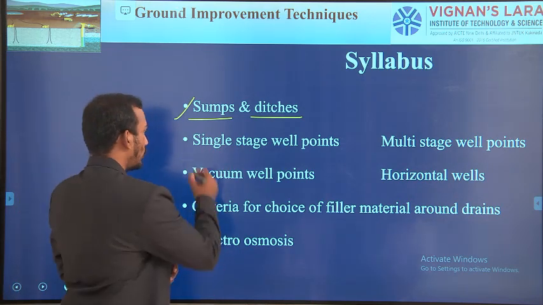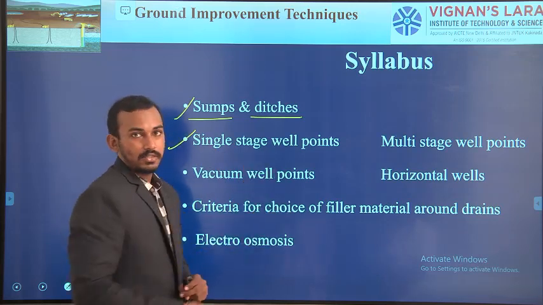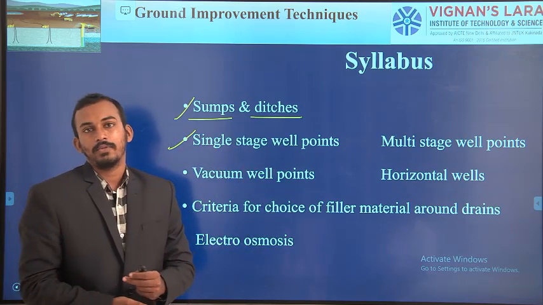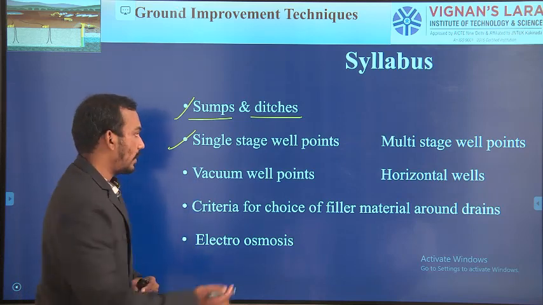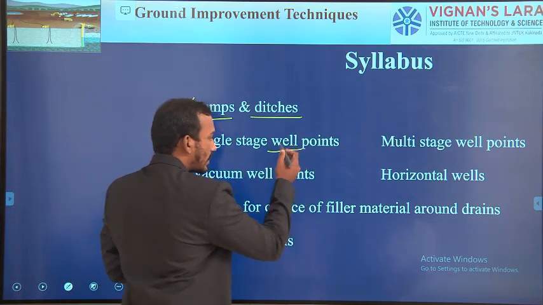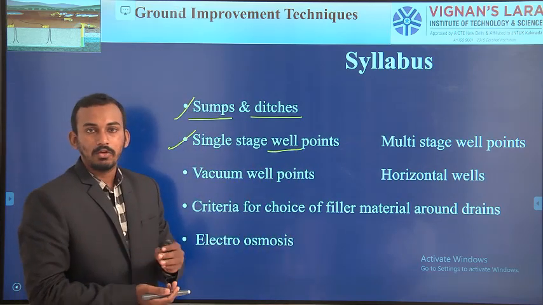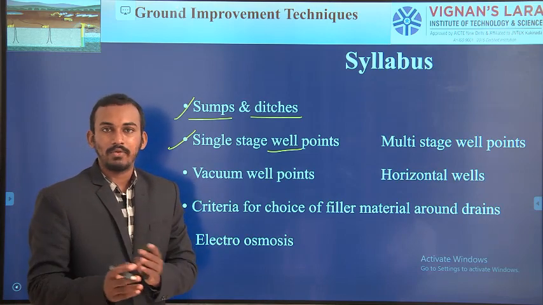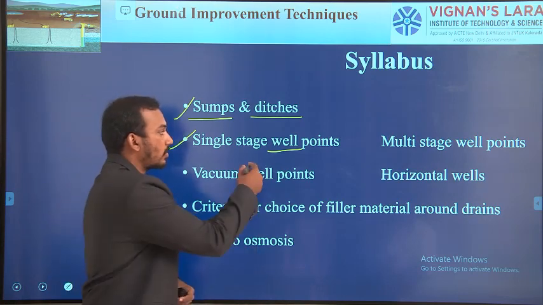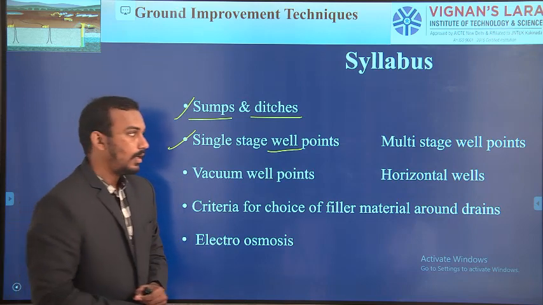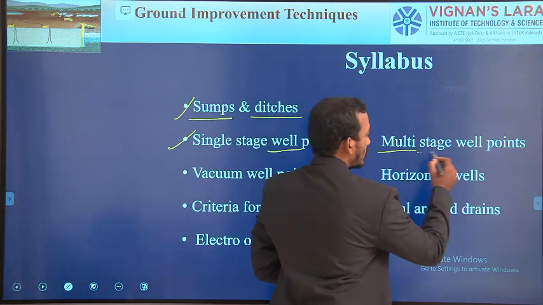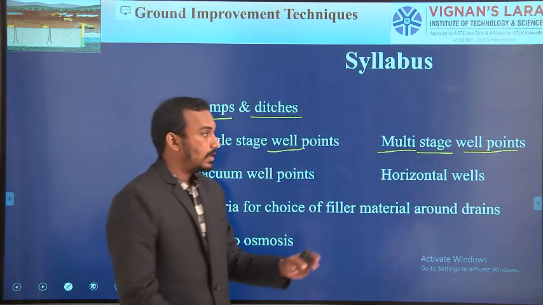And the second one is the single stage well point system. This can be adopted up to a depth of 15 to 20 meters. The name itself indicates we are going to excavate a well. Through the well we have to provide some screening and we have to use some pumps in order to remove all the water.